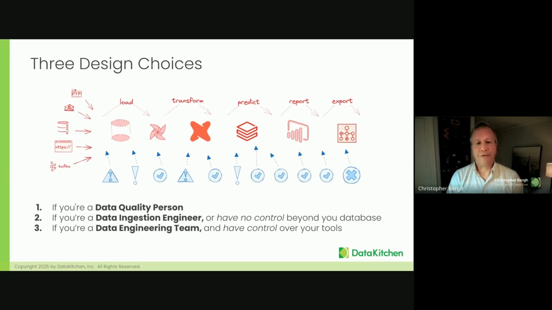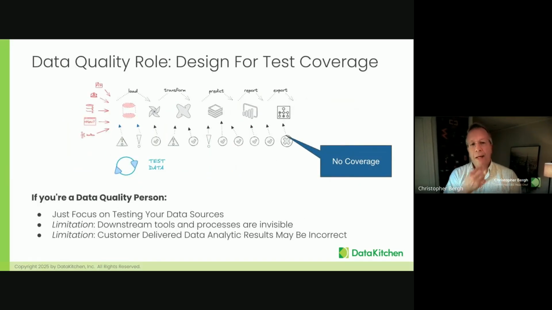So let's go through each of the three. The first one is, let's say I'm just a data quality person, right? I'm really focused on trying to improve source data or my L1 data.